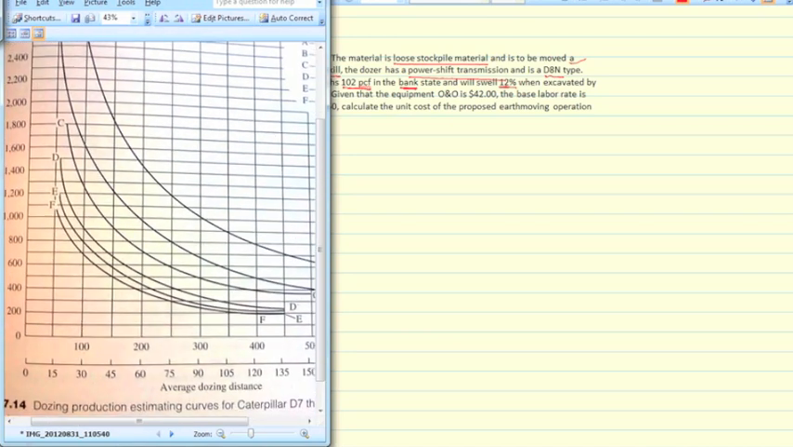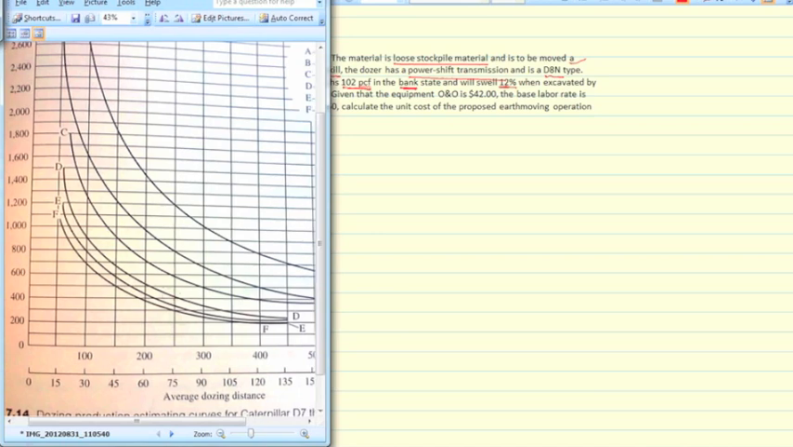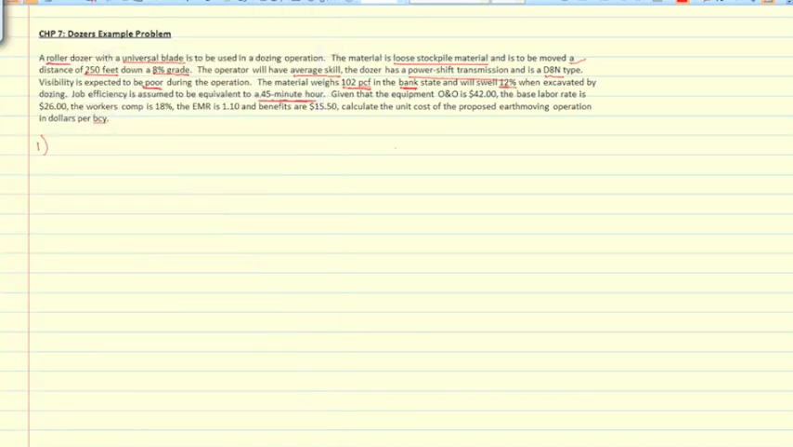Then down here on the x-axis, we're just going to find our average dozing distance, which is 250 feet. So you start at 250, you're going to carry it up to where D is, and I get about 410 right here. So it's kind of a little bit of a judgment call, but it'll be close enough for what we need it for. So then your ideal here is equal to 410, and if you look on the y-axis, it tells you it's loose cubic yards per hour.